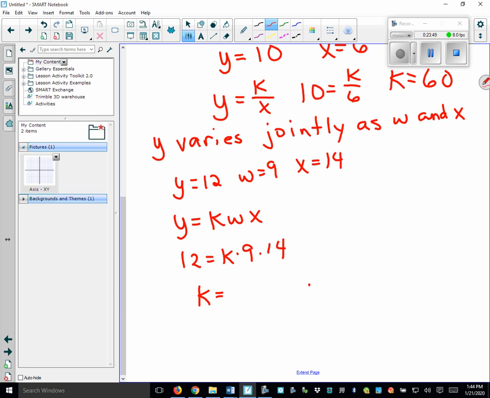What is K? Where's the fraction button? Under math? 2 over 21? Maybe. 2 over 21.